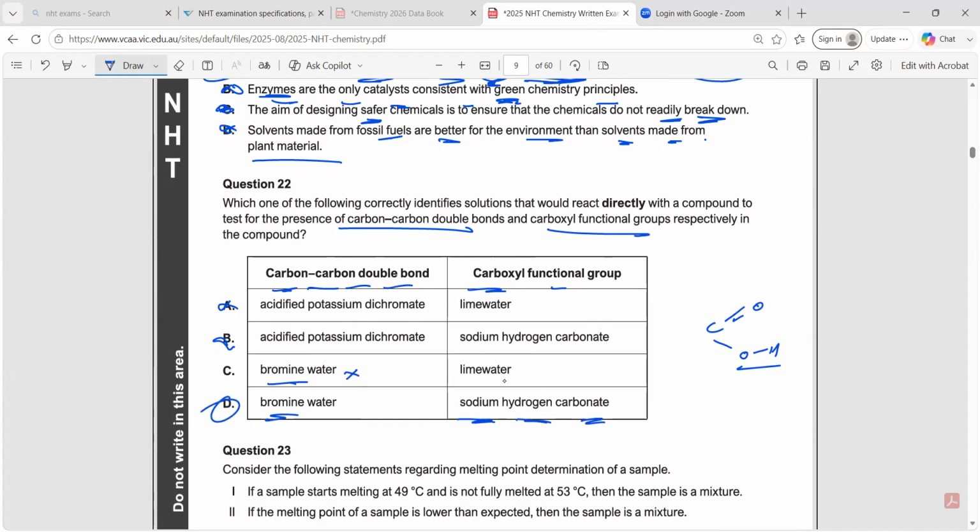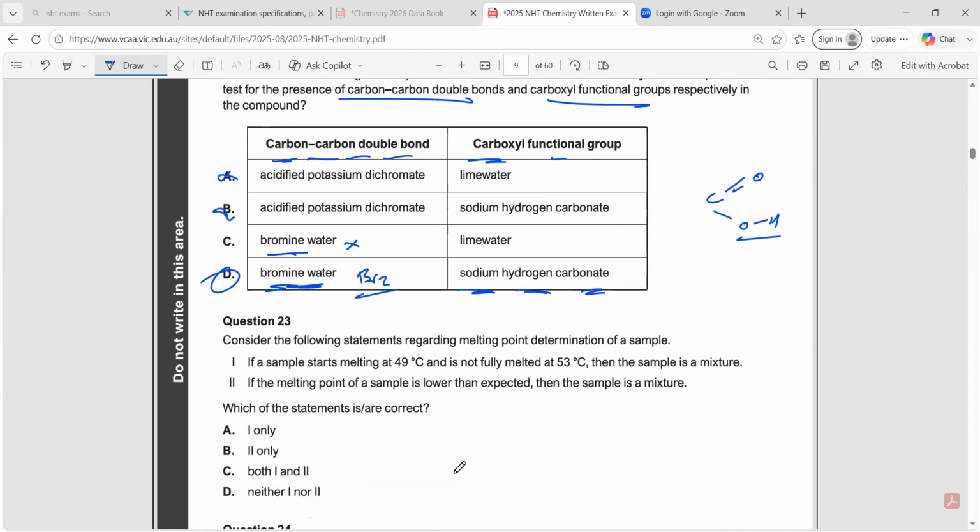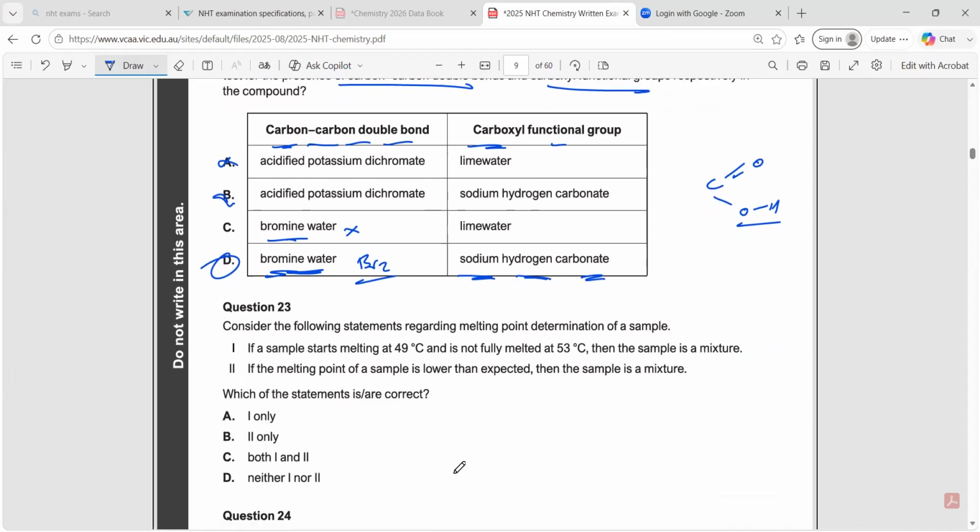I forgot what you use lime water for. Maybe someone can remind me. But bromine water, Br2, similar to I2, turns something from brown to colorless. And when we react sodium hydrogen carbonate with an acidic solution, so a solution containing the carboxyl functional group, it of course begins to bubble. Okay, let's have a look at this one.